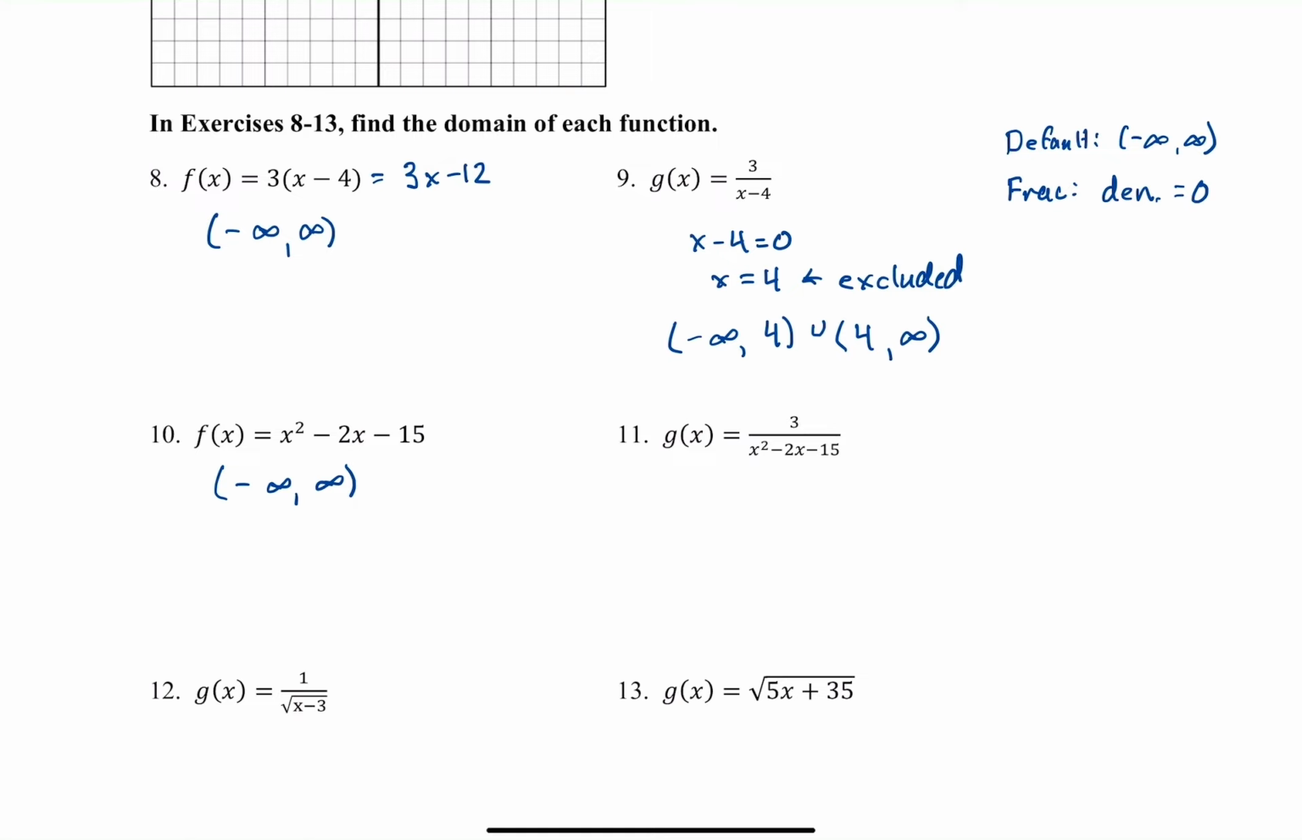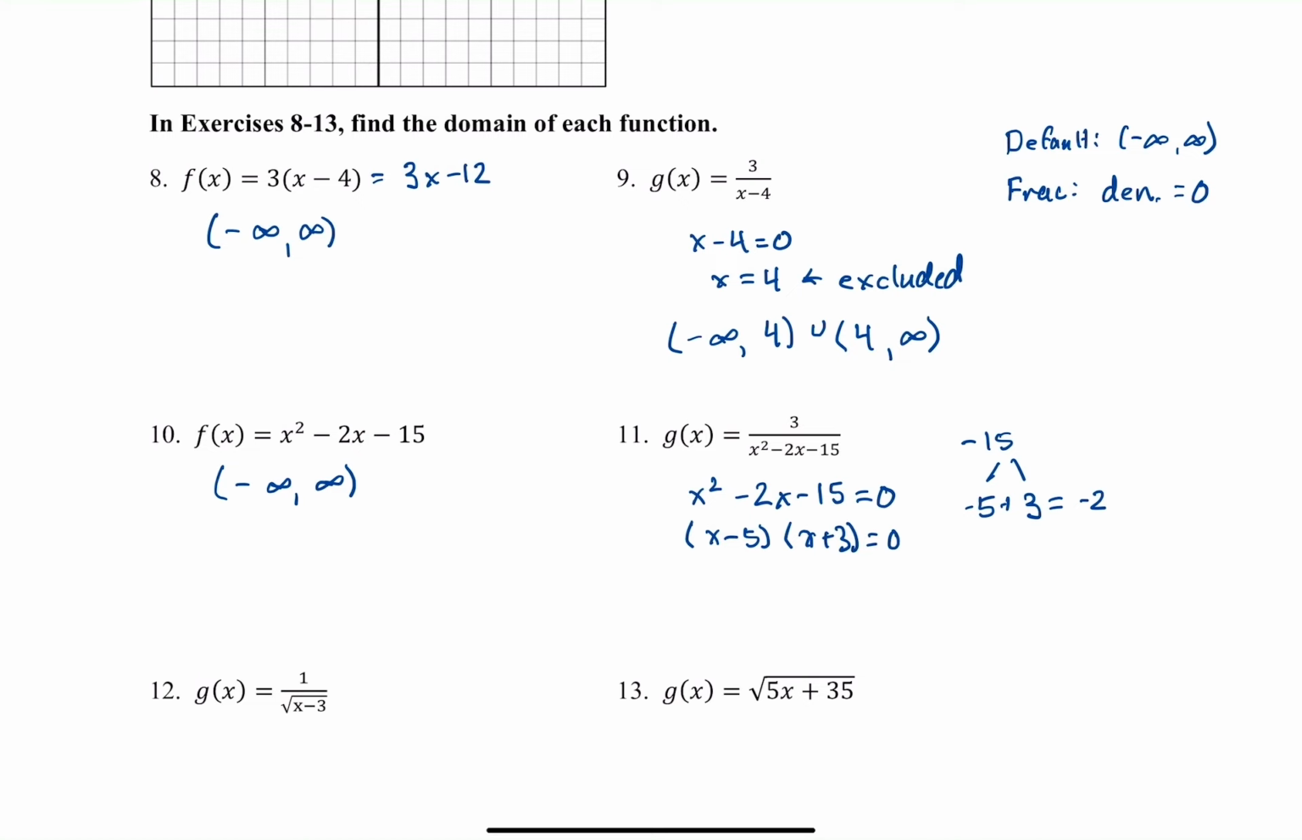11, we do have a fraction, so I'm going to take the denominator, which is x squared minus 2x minus 15. I'm going to set that equal to 0. Again, remember, there's nothing even to plug into the numerator, so we don't even have to worry about that. So again, we need the numbers that multiply to -15 but add to -2. Well, those numbers are going to be -5 and +3. Multiply them, you get -15. Add them, you get -2. So the factorization is x minus 5 times x plus 3, and that's still equal to 0.